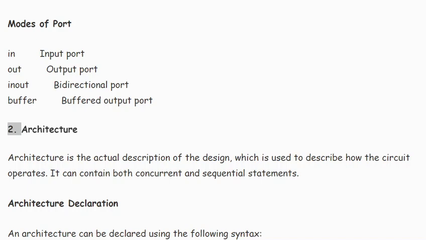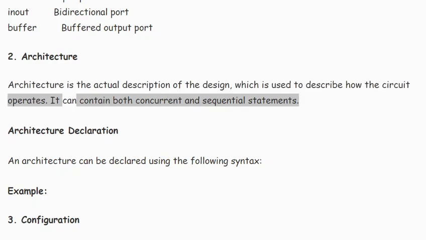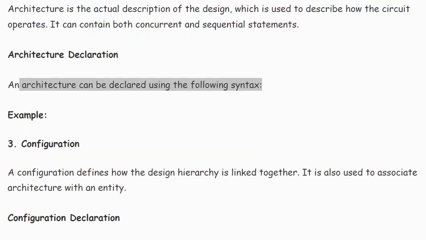2. Architecture. Architecture is the actual description of the design, which is used to describe how the circuit operates. It can contain both concurrent and sequential statements. Architecture declaration. An architecture can be declared using the following syntax. Example.